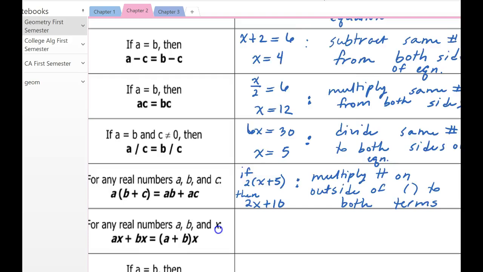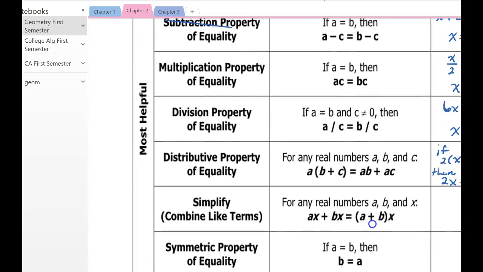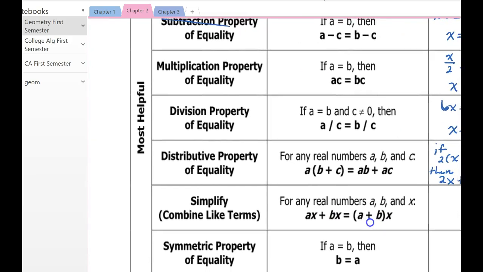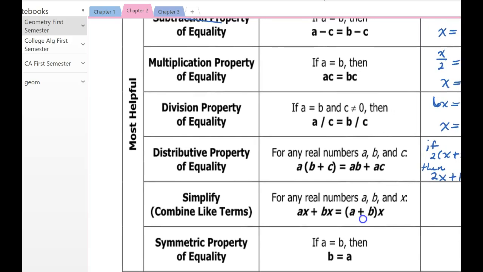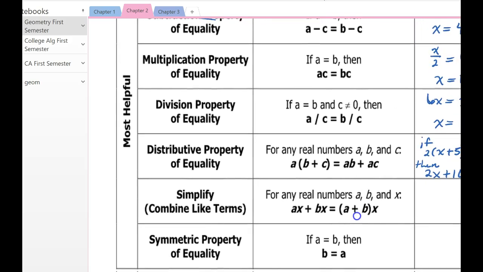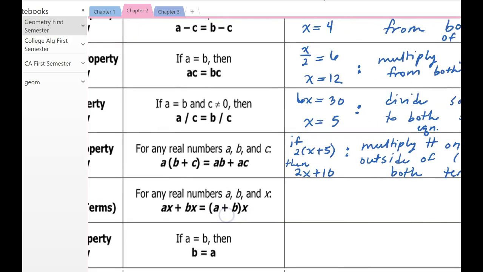Okay, the next one is called simplify, where technically we just often call it combine like terms. For any real numbers a, b, and x, if you have 2 numbers of x, like 2x plus 3x, you can combine the 2 plus 3 and just call that 5x. So this is what it will look like if you have something like 2x plus 3x. But you know what this equals. What does that equal? 5x. And that's why you see it in the format of 2 plus 3x, because you guys just in your head are adding 5x.